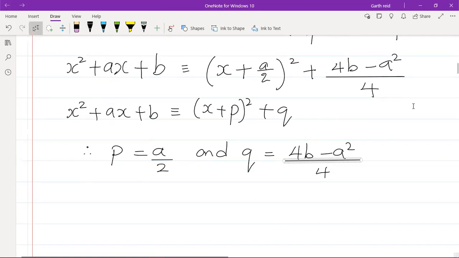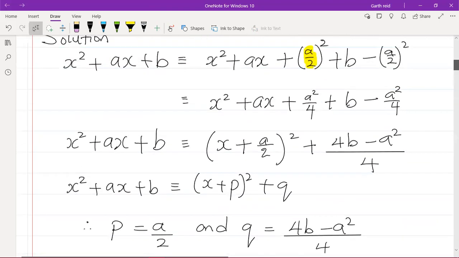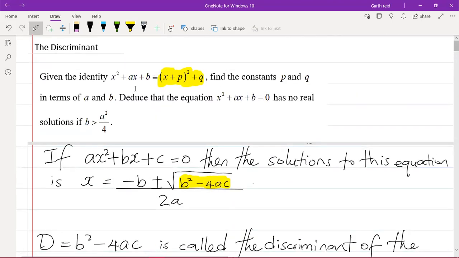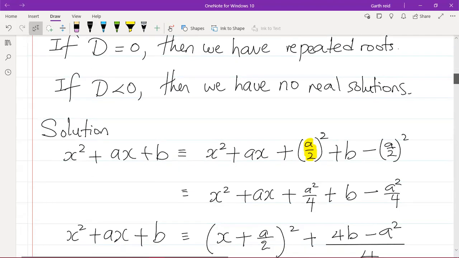So now that we have that, we can go on to the second part of the question. So we have now found the values of p and q in terms of a and b. And it says to deduce that the equation x squared plus ax plus b equals 0 has no real solutions if b is greater than a squared over 4. Now, how do we show that part? Well, let us look at it this way.